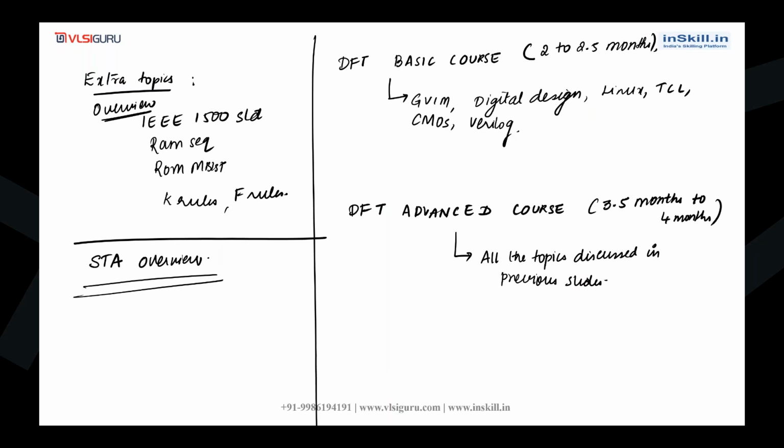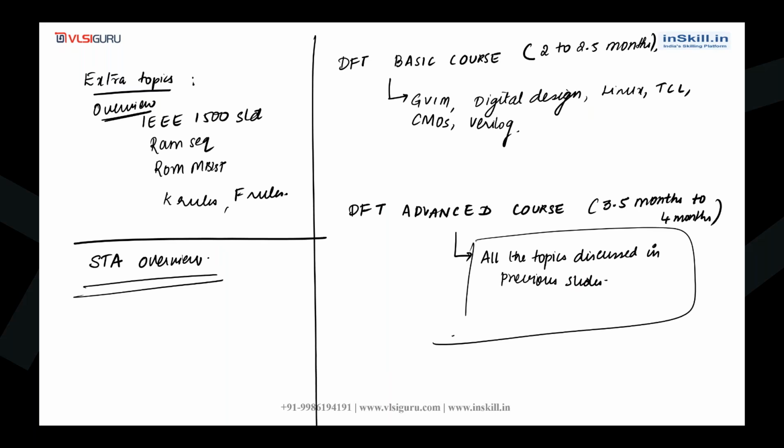So first you have the DFT basics course, which will go for around 2 to 2.5 months, and these are the topics which will be covered there. And after that, you will be having the DFT advanced course, so it will go on for 3.5 months to 4 months. So all the topics whatever I had discussed in the previous slide, like scan, compression, ATPG, simulation, all those topics will be covered. Okay.